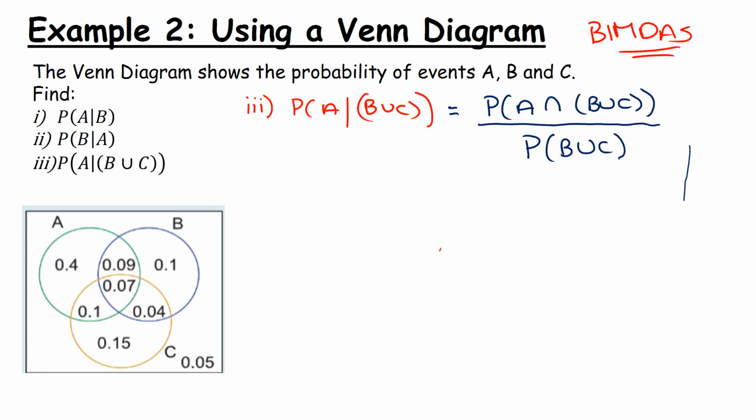So let's see where B union C is in this case. So B union C is going to be this piece here, that I've highlighted in yellow. Where A intersects with B union C is just in one little point, and that point is here. So that piece there is the probability of A intersection B union C. So let's sub this in.